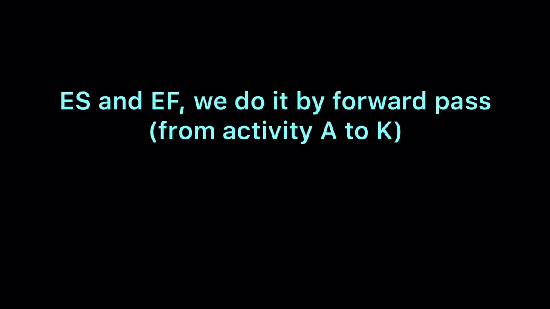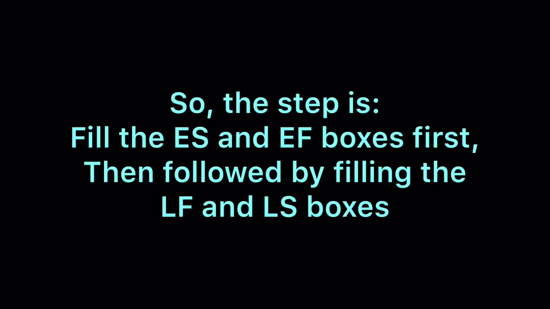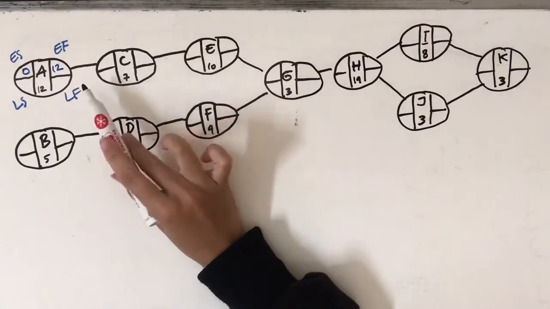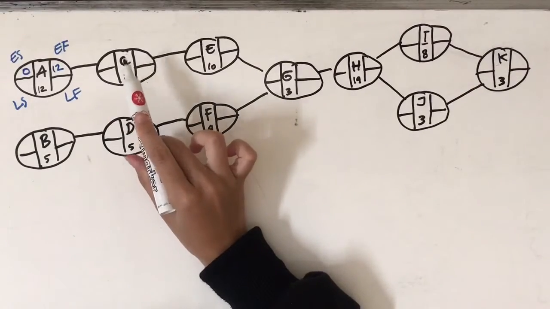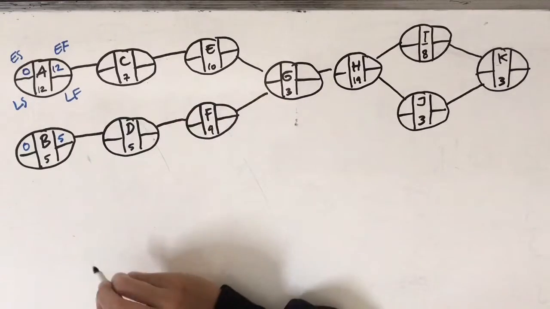Anyway, for earliest start and earliest finish, we do it by forward pass. It means we do it from the start to the end of the activities, while for LS and LF, we do it by backward pass. It means we do it from the end to the start. So now we fill in the ES and EF boxes first. And since activity B doesn't have any predecessor, it's just the same as activity A.